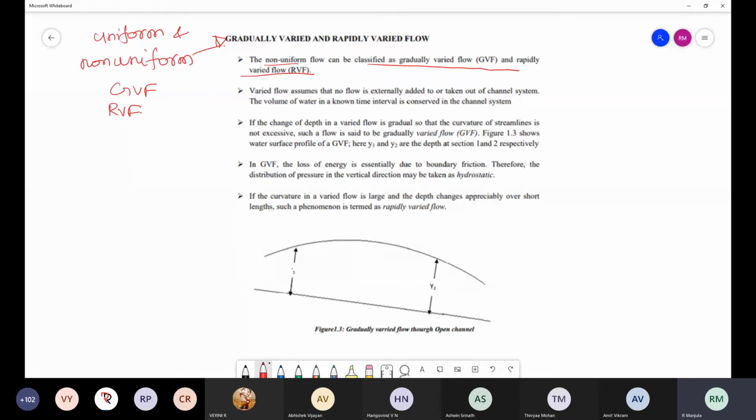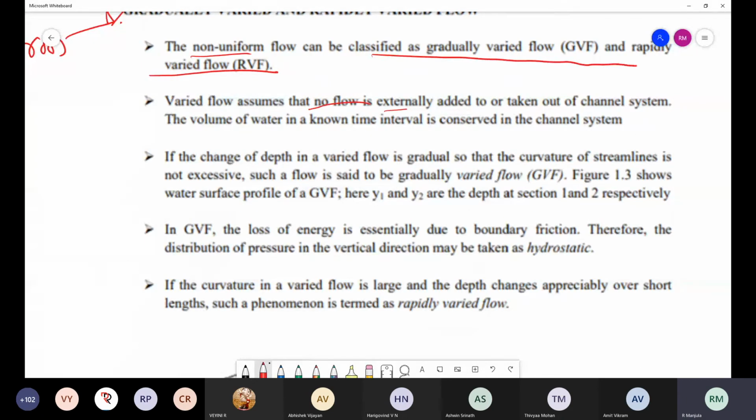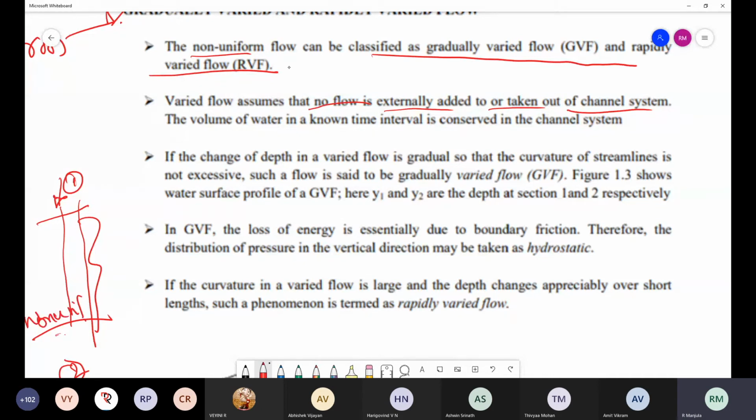Varied flow assumes that no flow is externally added or taken out of the system. This point is very much important. What do you mean by that? I am having a channel here. Whatever flow happens at section 1, the same flow is happening at section 2, but you have a variation in the cross section. Because of that, there can be a non-uniform flow between section 1 and 2. But varied flow assumes that there is no external input into the system or taken out of the system.